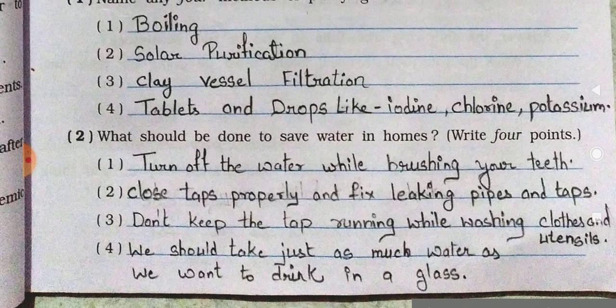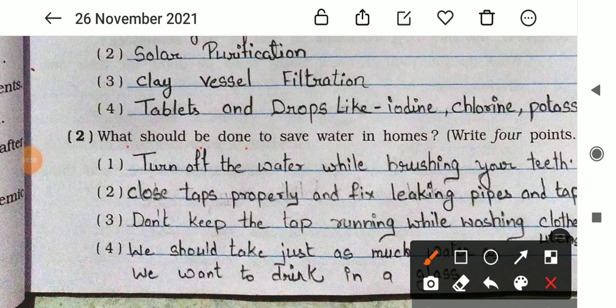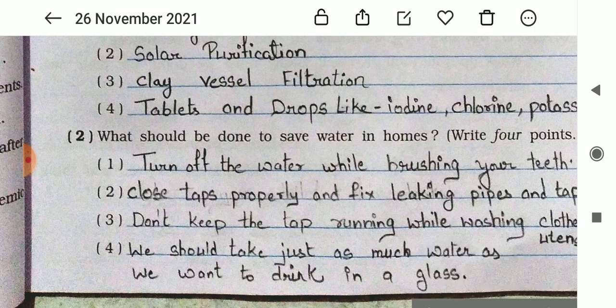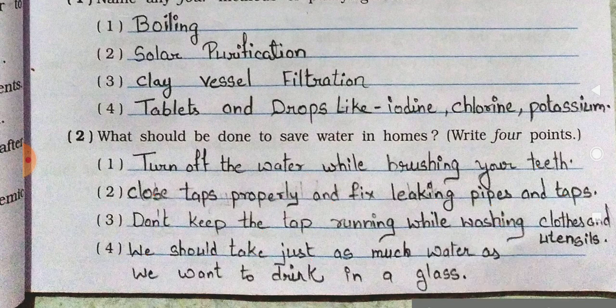And now see the second question. What should be done to save water at home? Write 4 points on how we can save our home water. First, turn off the water while brushing your teeth so you can save water. Second, close the tap properly and fix leaking pipes and taps. Third, don't keep the tap running while washing clothes and utensils. Four, we should take just as much water as we want to drink in a glass. So with these 4 points, we can stop wasting our water.